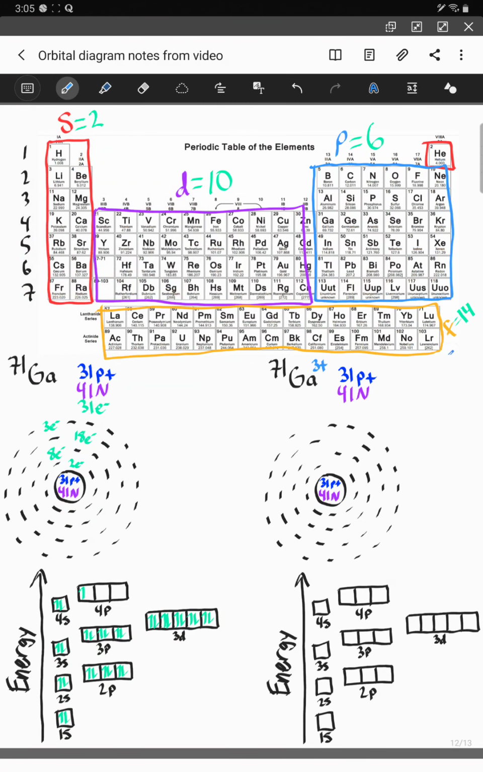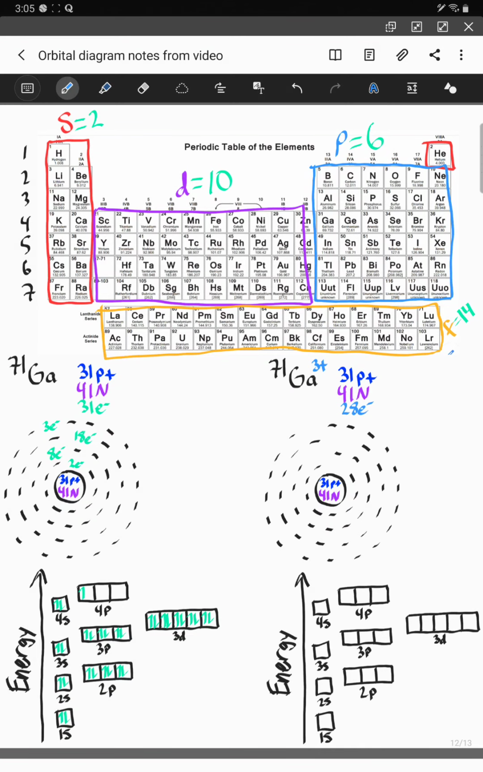So we said that we have 31 protons, and that number is not going to change. If we have 3 more protons than electrons, that means if there are 31 protons, well, 31 is 3 more than what number? 31 is 3 more than 28. So we have 28 total electrons for gallium with a +3 charge.